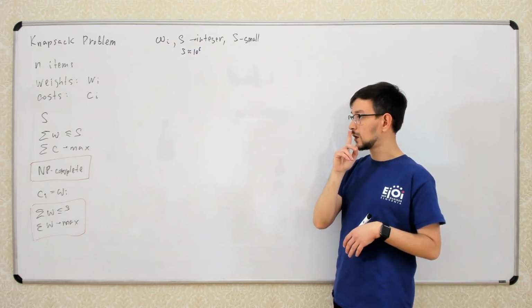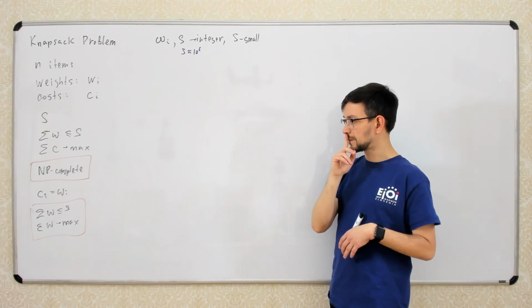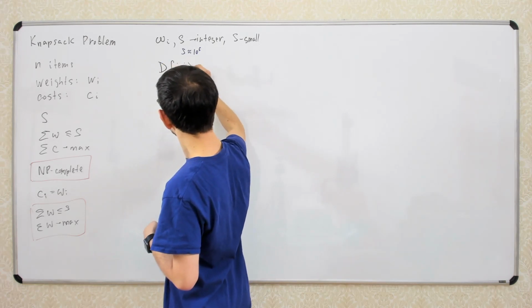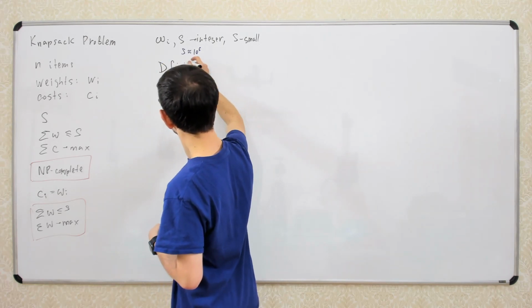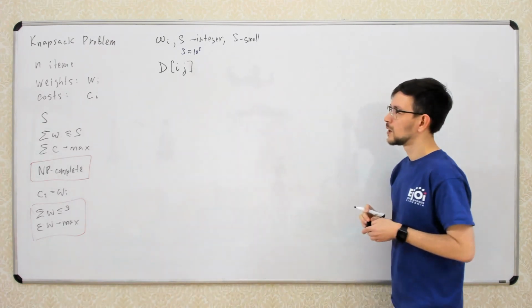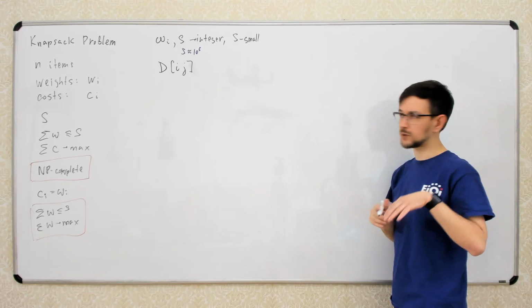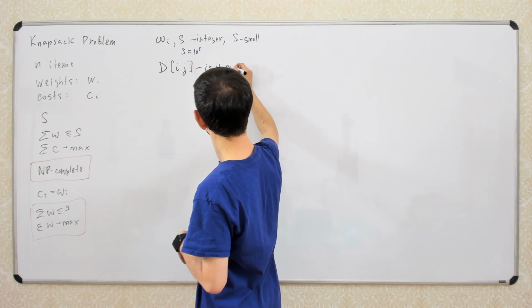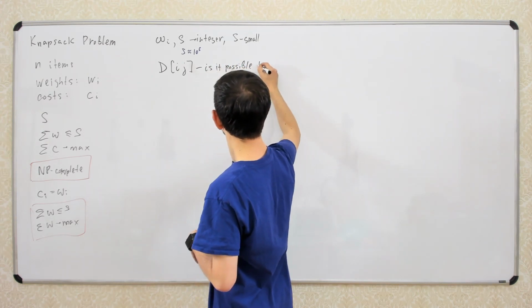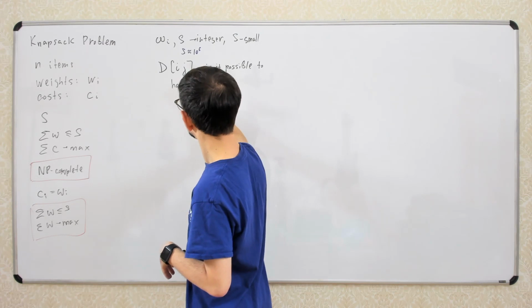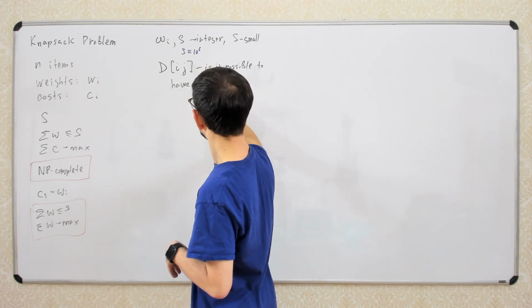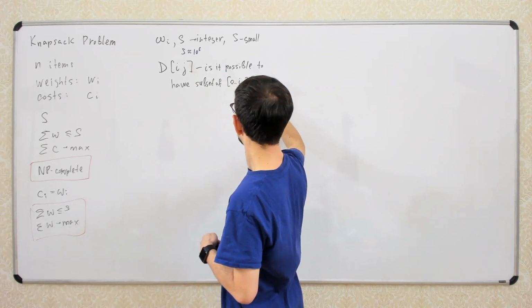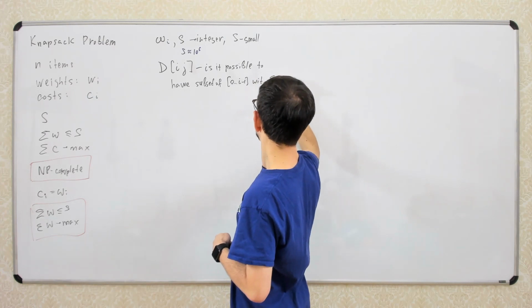So let's solve this problem first. What you can do is the following. Let's say that d of i and j will be the Boolean value which says if it is possible to have a subset of items from 0 to i minus 1 with total weight equal to j.